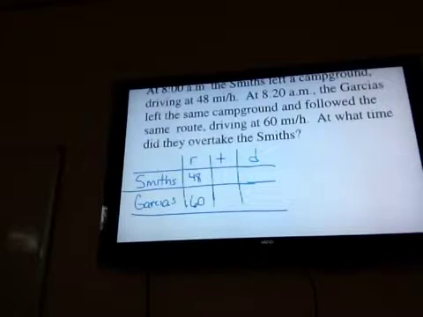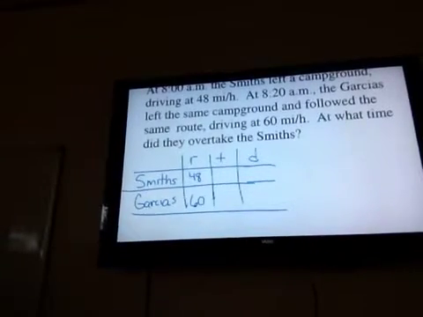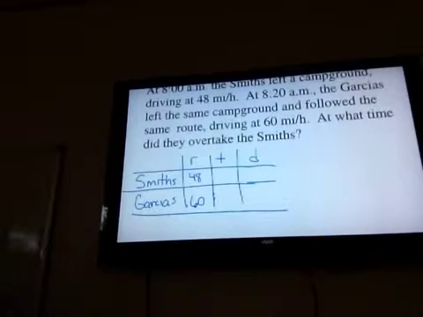If they give you clock times, 8 o'clock, 8:20, but they don't give you a clock end time, this is where your variable is going to come in. I typically let the person or group of people who leaves first be my X. So since the Smiths left first, I'm going to let their time be X. They're going to be traveling for X amount of time.